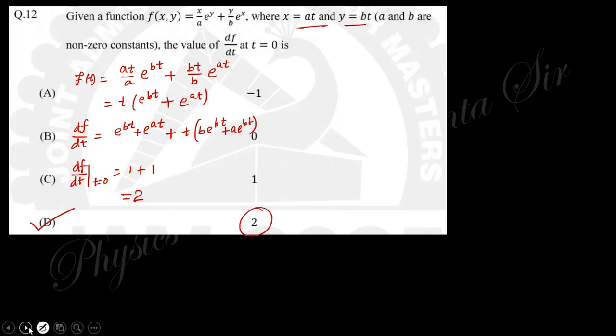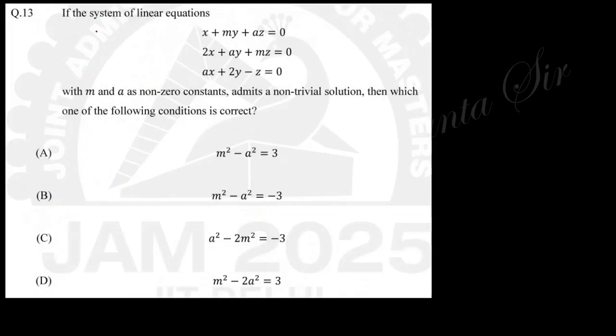Clear? Next question. In the system of linear equations, these three are linear equations, m and a non-zero constants, and it admits a non-trivial solution. Which one of the following is correct?